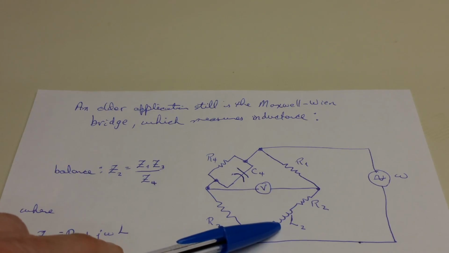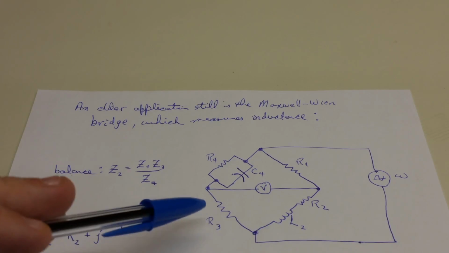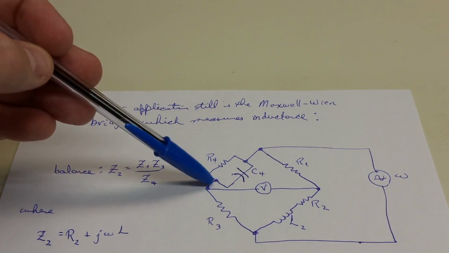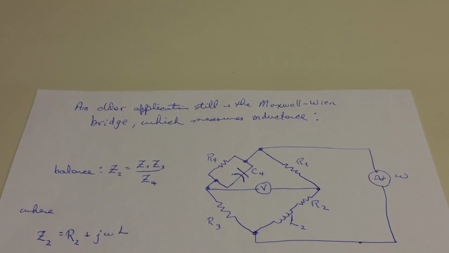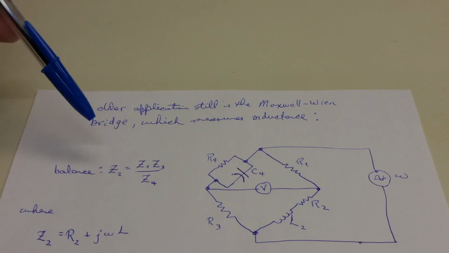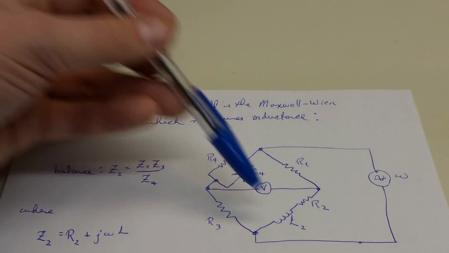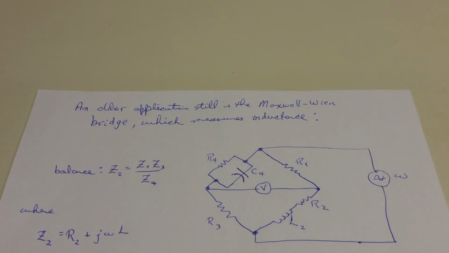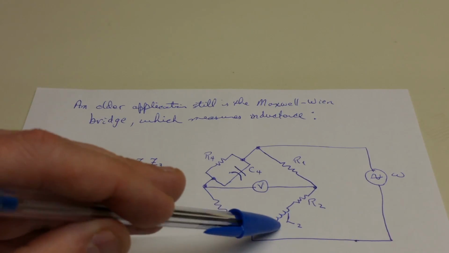So we take this inductive element L2 to be unknown in the Maxwell-Wien bridge. And we calculate that based on obtaining a null between these two nodes and knowing what these three resistors are and this capacitive element. So, we went through some tedious algebra based on the Kirchhoff loop and node laws before to get this condition for balance. Here I've written it a bit differently. I've swapped these two around so that I've got Z2, because that's our unknown, equal to Z1 Z3 over Z4. And what do we have to do now to calculate this unknown L?